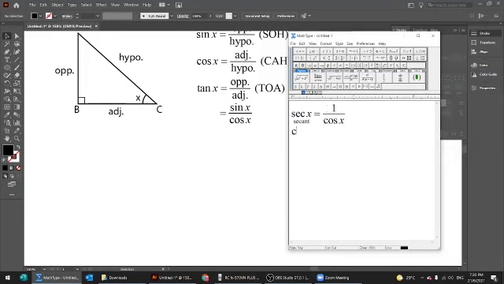The other one that we have is called CSC, or sometimes they will write it as cosecant. I will write cosecant so that you won't get confused. Sometimes in textbooks they write CSC. It's the same thing. The name of it is called cosecant.